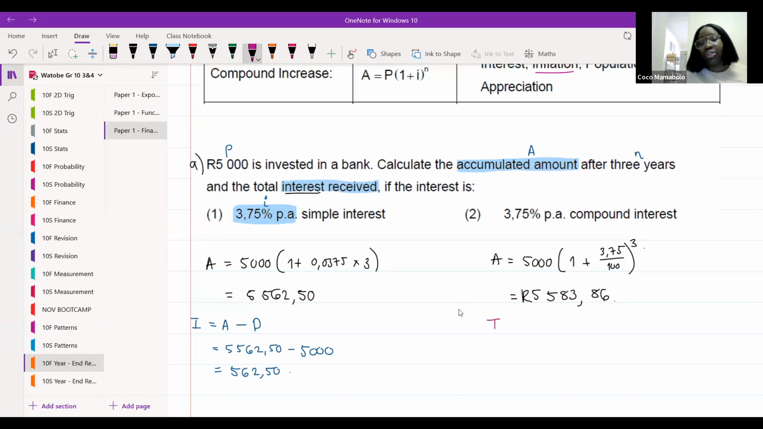They also want us to find the interest here. We know the interest is equal to our accumulated minus our principal. So we can take 5,583.86 minus 5,000 Rand. That's going to give us 583 Rand and 86 cents.